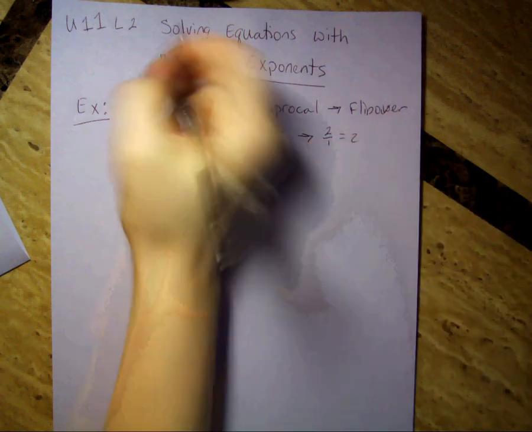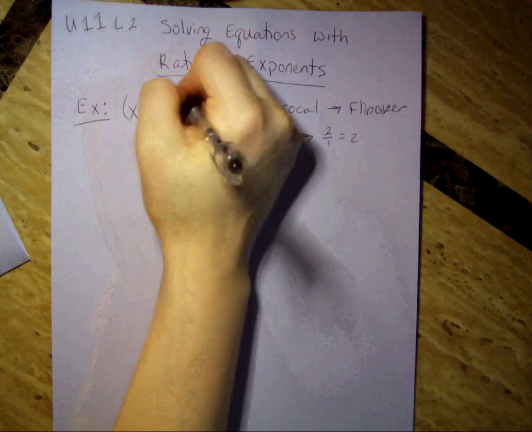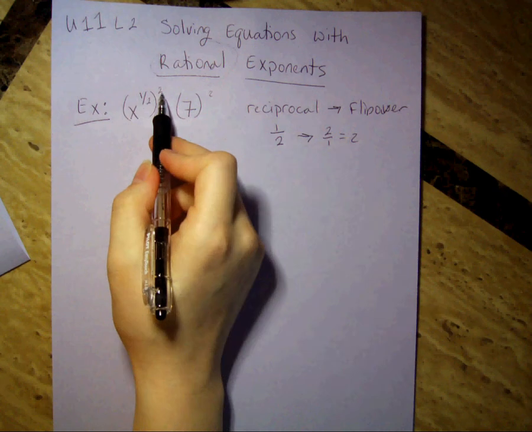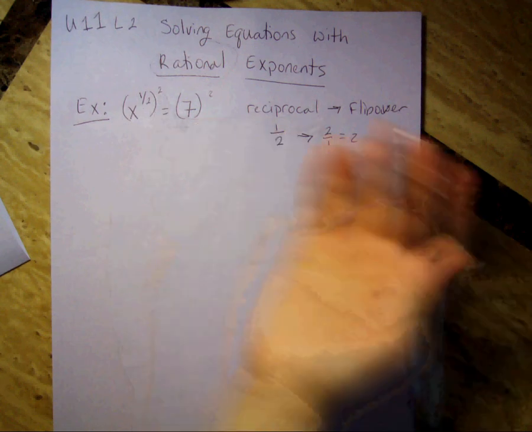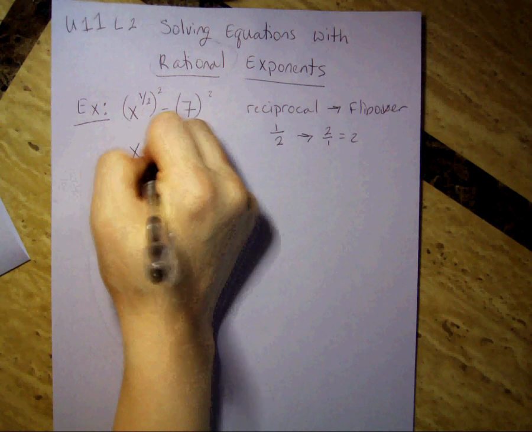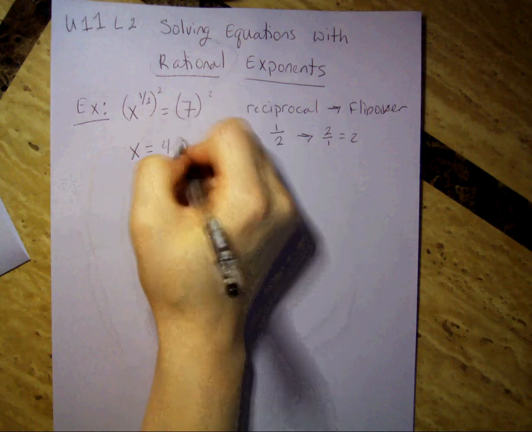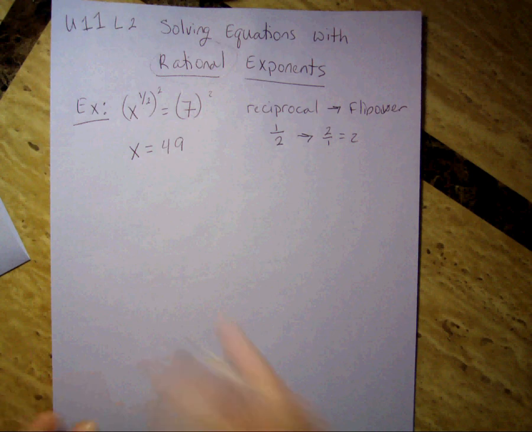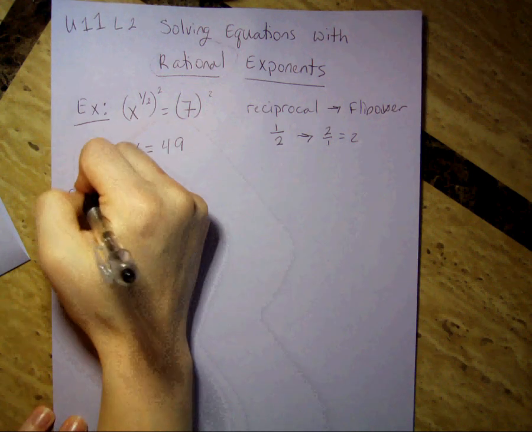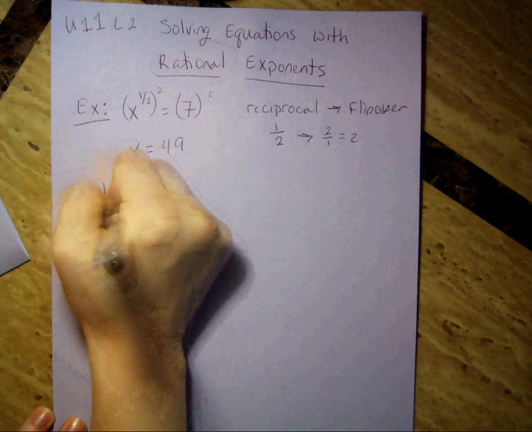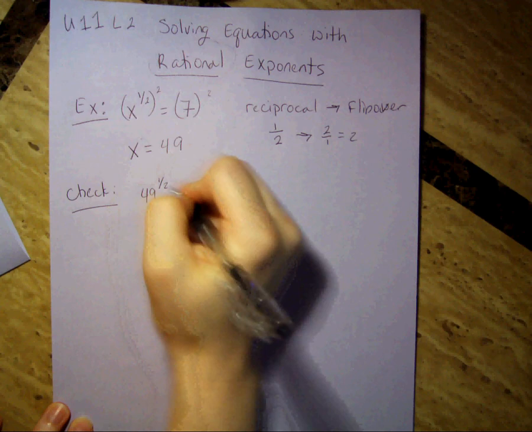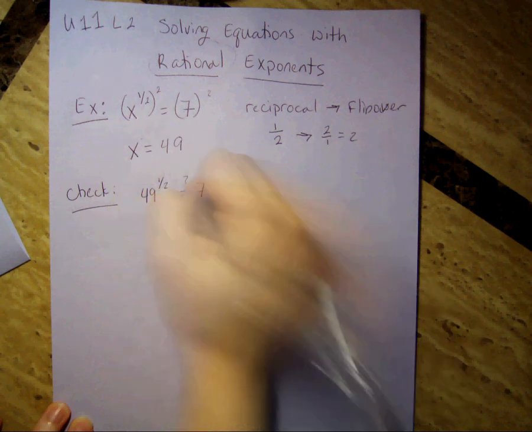So I'm going to raise both sides to the second power, so I'm going to square it. And 1/2 times 2, that is just 1, so x to the first power, which is what I want. So I just get x equals 7 squared, which is 49. And just like with any equation, we want to check that our solution is actually a legit solution. So I'm going to check. So I'll plug that 49 back in. So 49 to the 1/2 power equals 7, and we're checking. So I'm putting a little question mark right there.